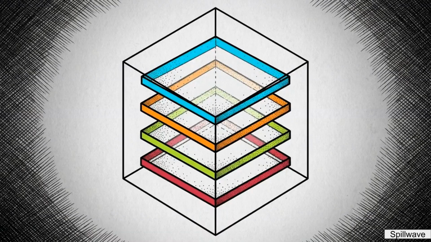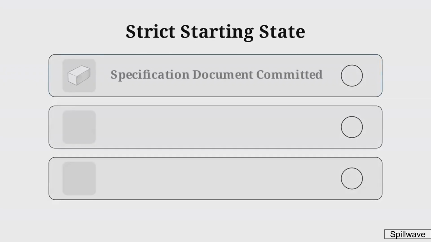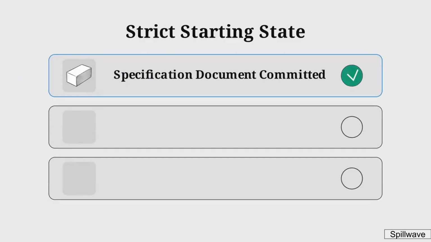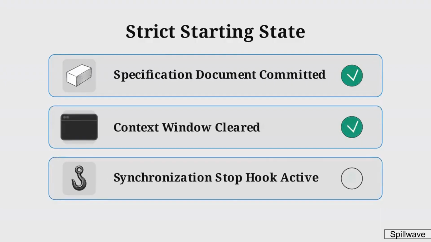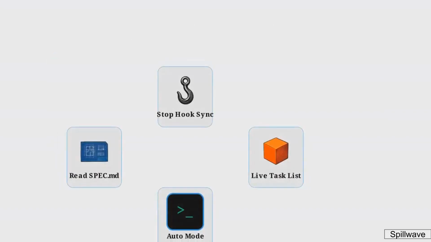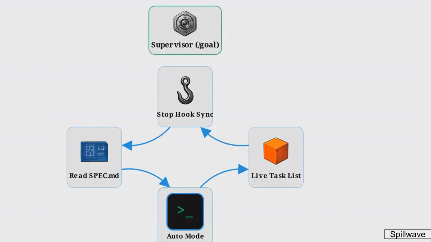With all 4 layers built and isolated, the architecture supports fully autonomous execution. The required starting state is strict. Your specification document is committed to disk, your context window is entirely clear, and your synchronization stop hook is active. This flowchart tracks the final execution cycle. Initiate the loop by setting a completion condition with /goal and enabling auto mode.